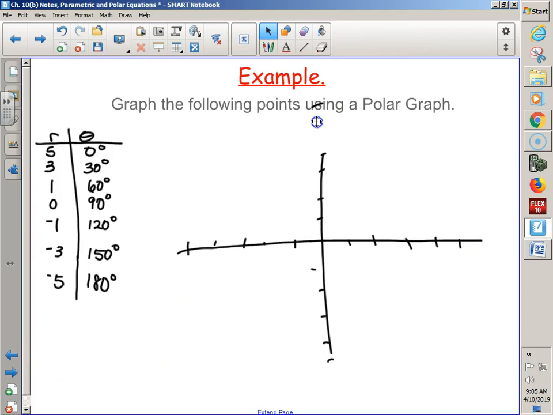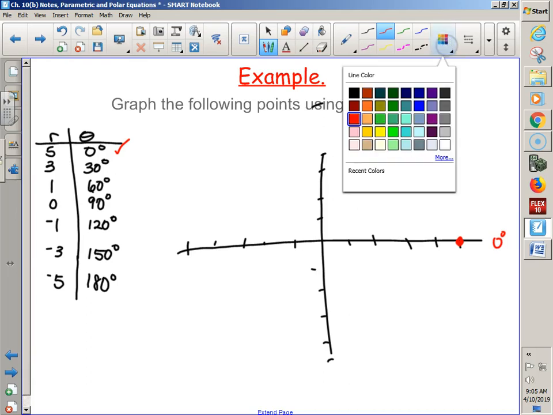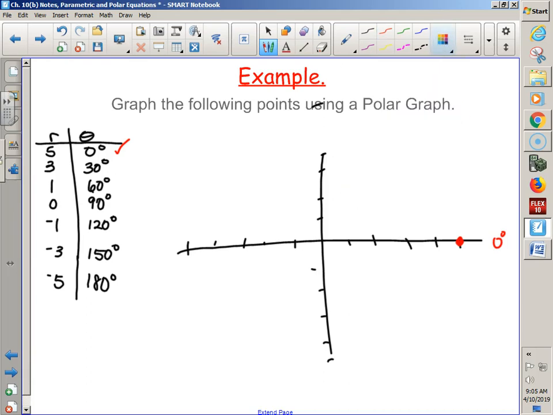So now let's go ahead and work through point by point. To graph 5, 0, do I need to add any angle lines? No. All I need to do is go ahead and on the 0 degree mark, go out 5. Well, that was easy, right? Now, for the next one, for 3, do I need an angle degree? Yeah. What do I need? Okay. Can we approximate 30? Sure.